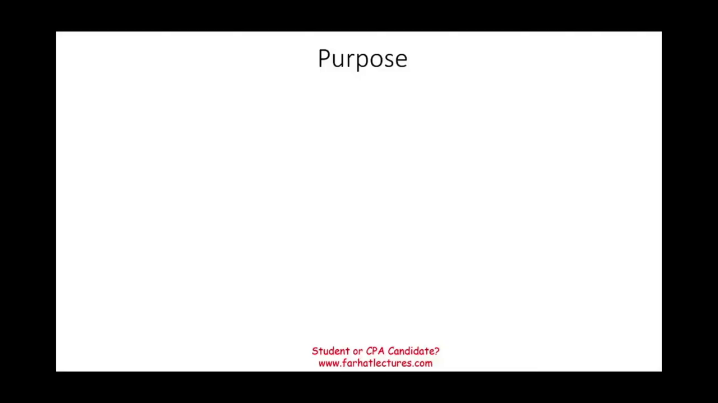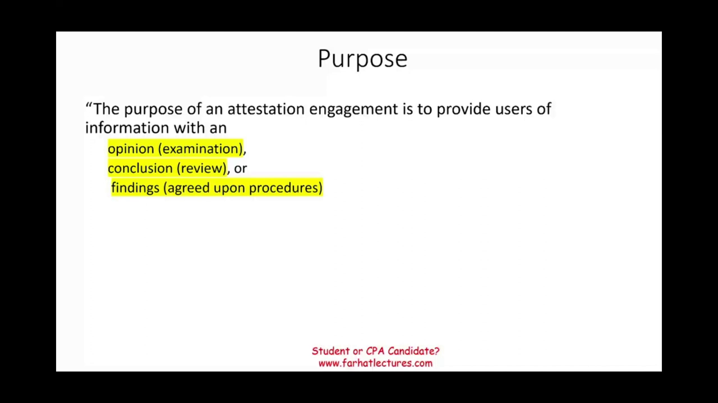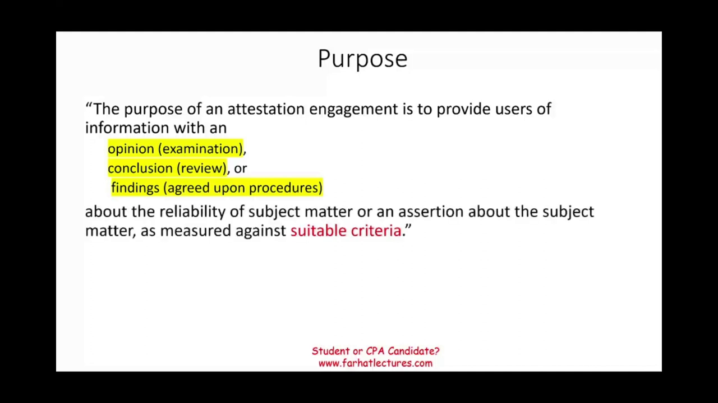Starting with the purpose, this applies to all attestation engagements. The purpose of an attestation engagement is to provide users of information with an opinion, if it's an examination, a conclusion for a review, and a finding for agreed-upon procedures, about the reliability of a subject matter or an assertion about the subject matter as measured by suitable criteria. Simply put, we're going to issue a report for the users about either a subject matter like the loan agreement or some sort of assertion someone is making, some sort of claim. This is basically the purpose of the attestation engagement.